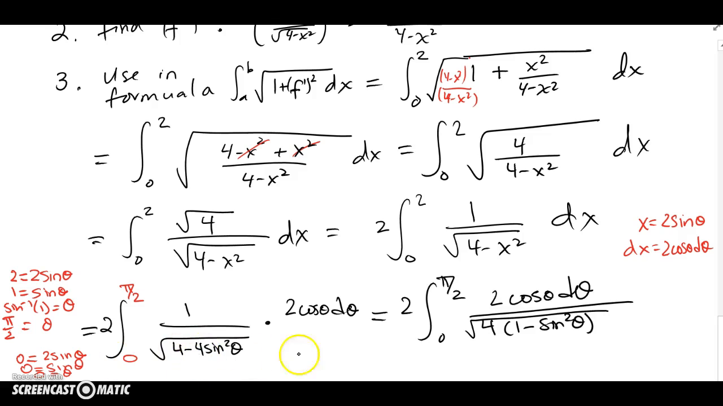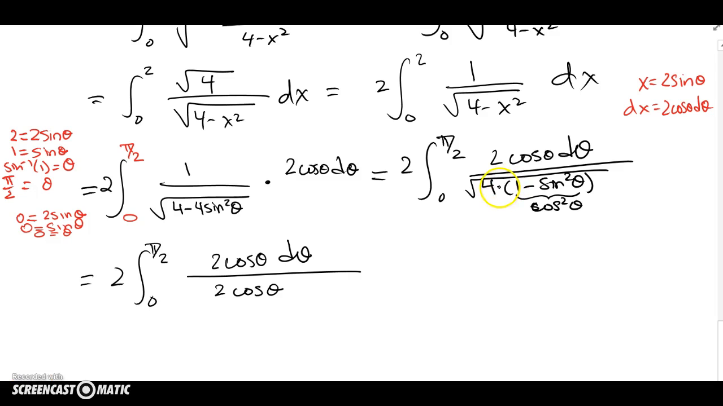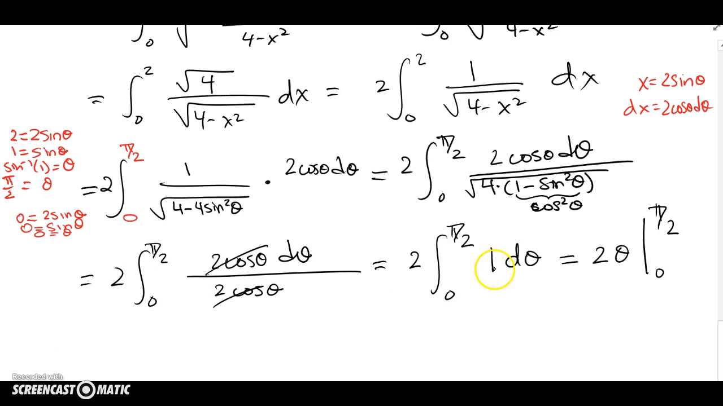Let's factor out a 4 from downstairs and change this guy to, I guess, cosine squared theta. This is a product, so I can split it. Square root of 4 is 2, and square root of cosine squared is cosine theta on the interval of interest. These guys go away nicely. I just get 1 d theta, and 1 goes to theta. I had a 2 outside, so that's 2 theta from 0 to pi over 2. Let's go plug them in.